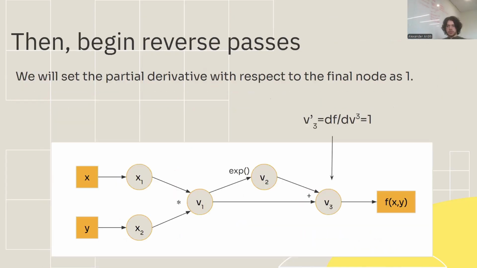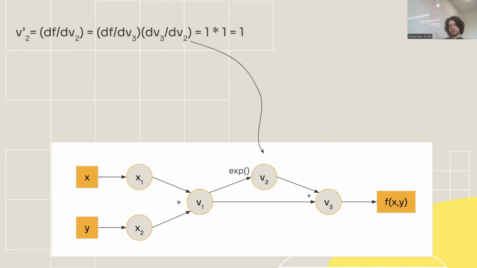So we generate our forward trace, and then we start the reverse pass, and we work backwards. And we set the partial derivative with respect to the final node as 1, because v3 is already our function, our f of x and y. So we set that as 1, and we work backwards. So we're going to start off here by finding the derivative of v2. Now, if you remember the chain rule, it says that the derivative of A over C is equivalent to the derivative of A over B times B over C. That's essentially what we're going to do here.